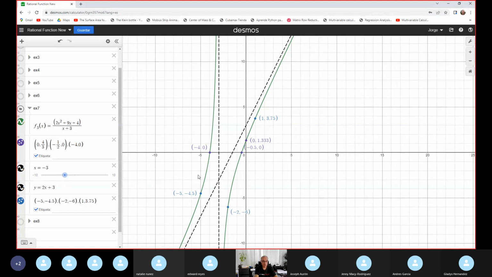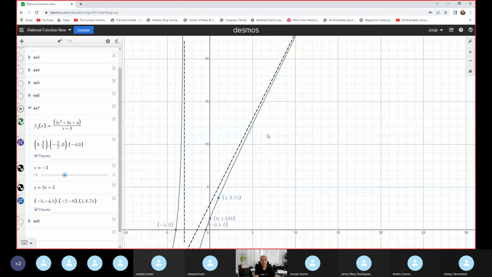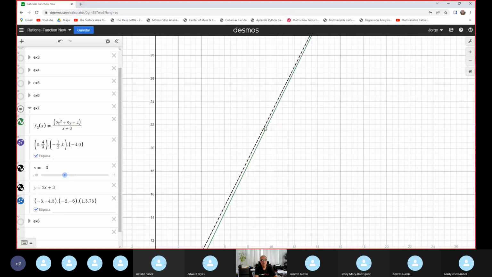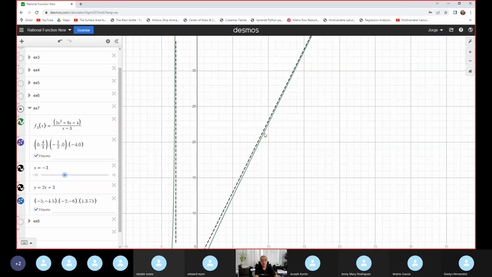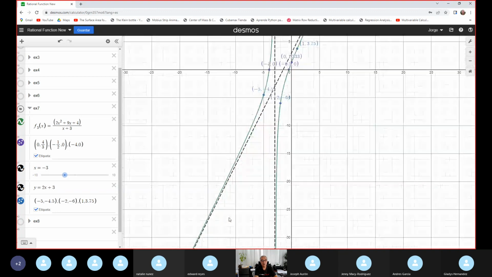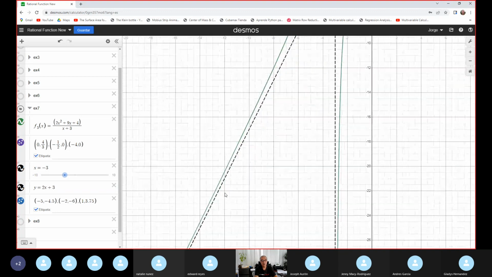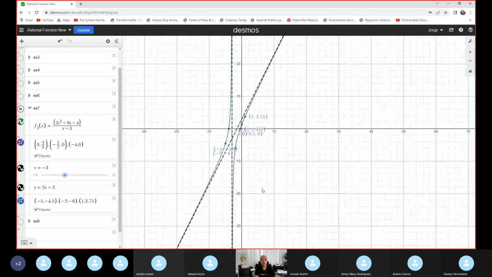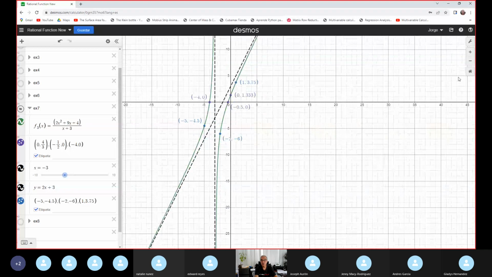And the slant asymptote is 2x plus 3, this one. And you see how in both directions the curve approaches, but never touches or crosses it. In both directions, look at that. Cool? You follow me?